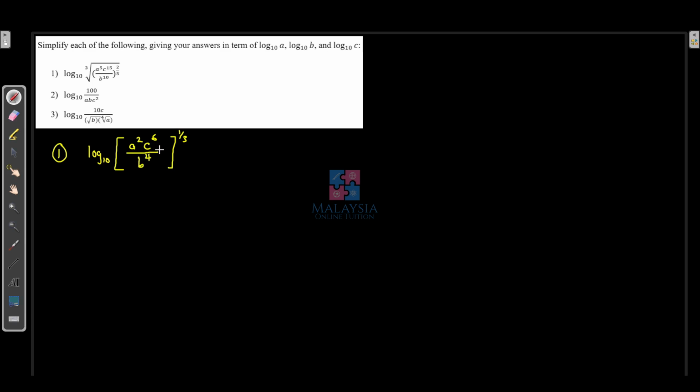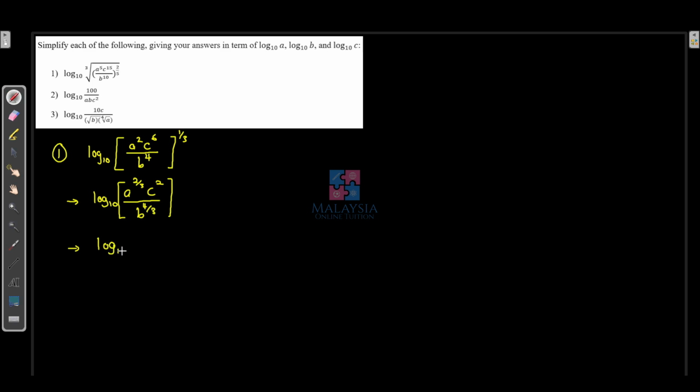All right. Next, you can expand with the power outside of the big bracket. So you will get log base 10 of a to the power of 2 over 3, and then c to the power of 2 divided by b to the power of 4 over 3. This is still inside a bracket, because now you need to separate them. What do I mean by separating? You can see that a and c are multiplied, and the b is divided. So you can use addition for the multiplication, and change the division to subtraction.